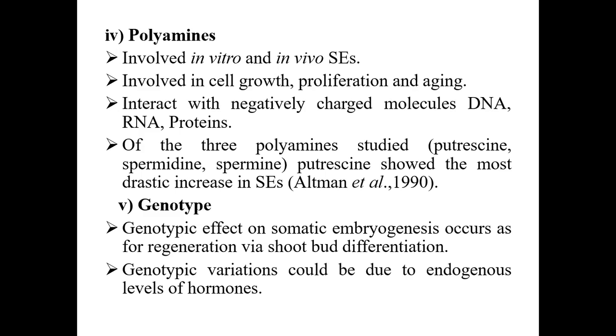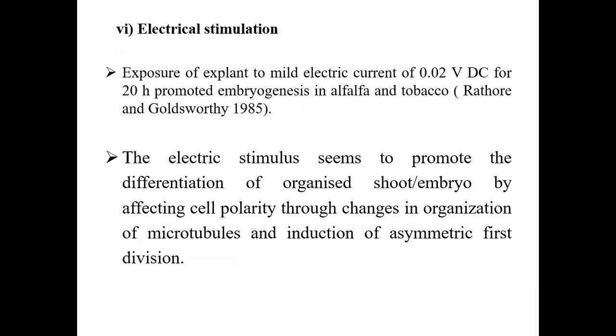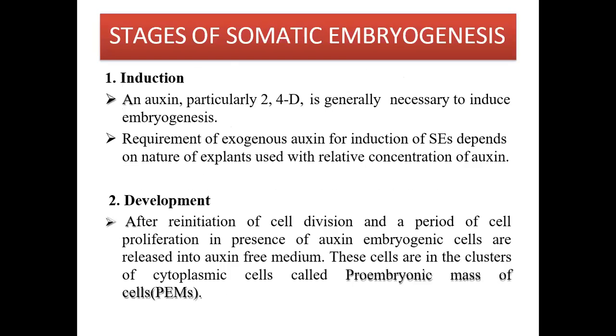Of the three polyamines being studied, putrescine, spermidine, and spermine, all are drastically important for the increased development of these somatic embryos. The genotypic effect of somatic embryogenesis occurs for the purpose of regeneration and differentiation. Due to variations in the endogenous levels of phytohormones, we can modulate the development of somatic embryos. Even a short electric stimulus can promote the differentiation of the organized shoot embryo by affecting cellular polarity through changes in organization and microtubule development for asymmetric divisions.